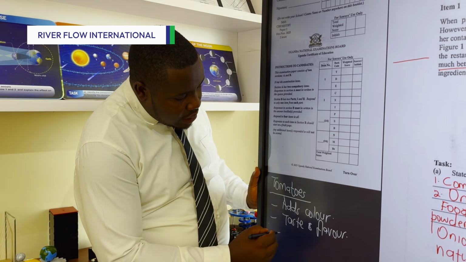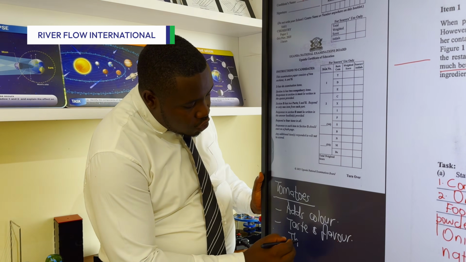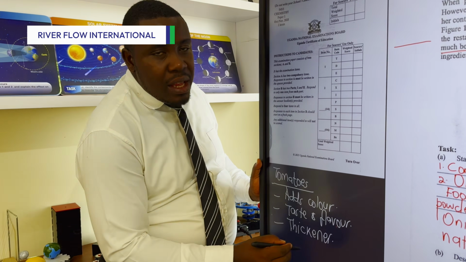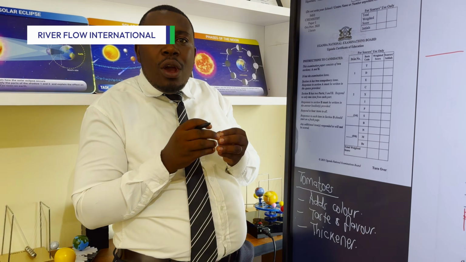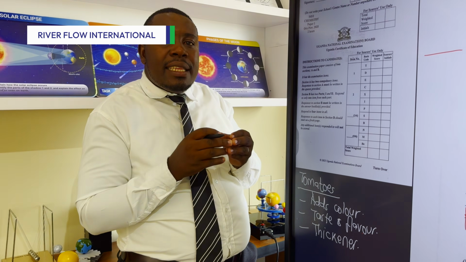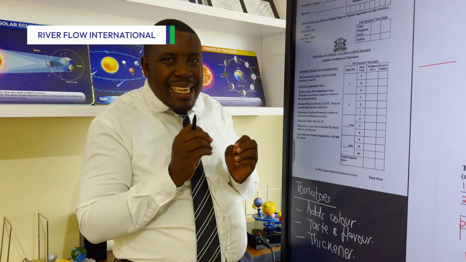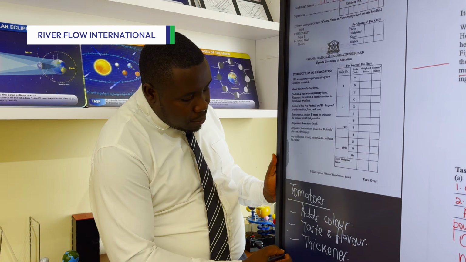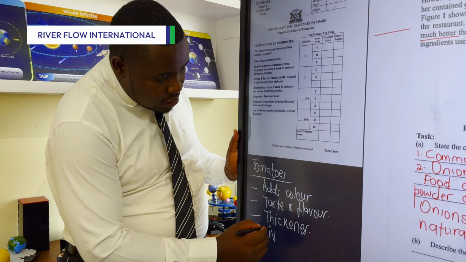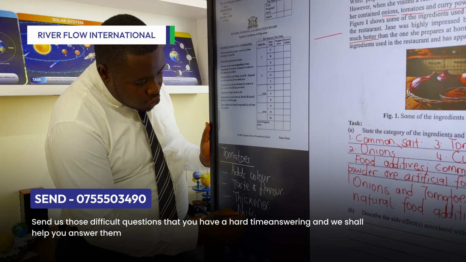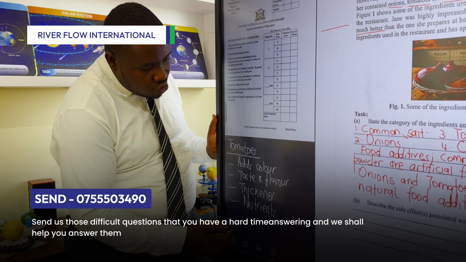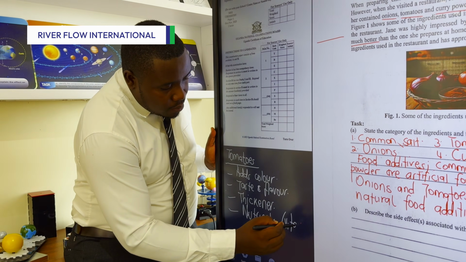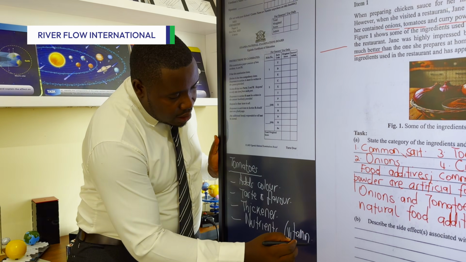Number three, it is also used as a thickener. There is a way it thickens sauce. When you add a tomato, the sauce or food becomes thick enough. Also, tomatoes add nutrients to the food, specifically vitamins.